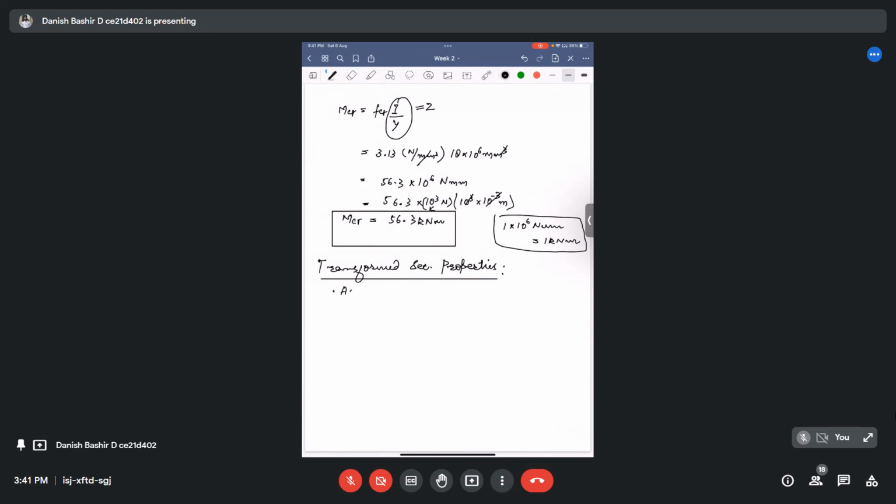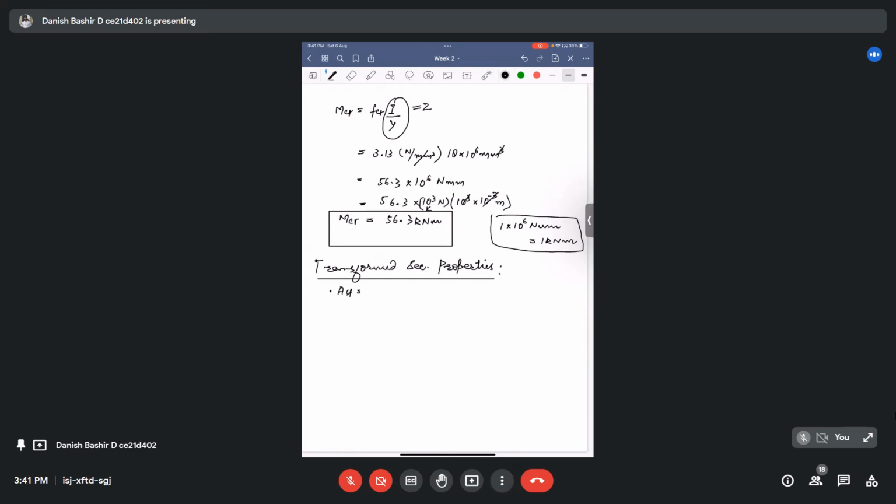First point, steel area. For our steel we were having 4 bars of 25 diameter. That is 4 into pi by 4 into d square, 25 square. This comes out to be 1963 mm square.